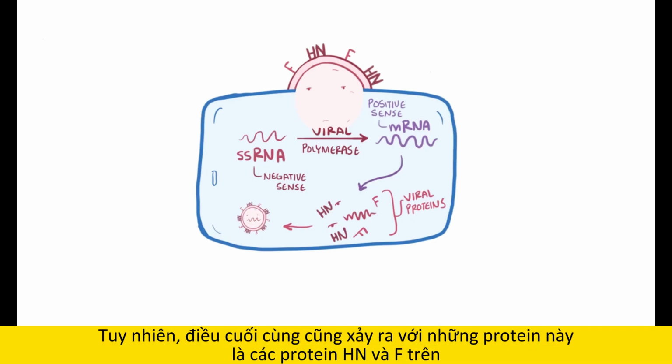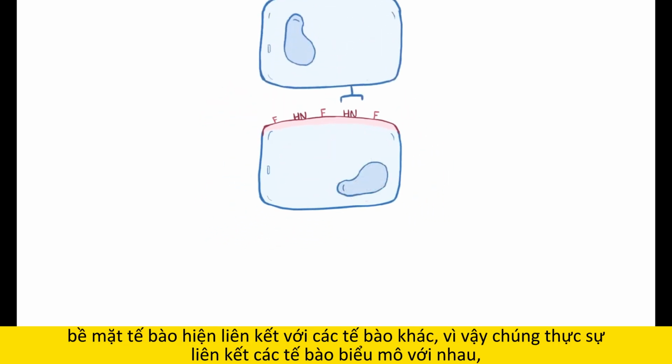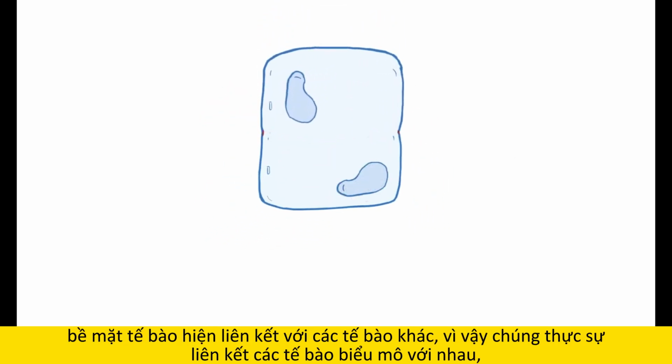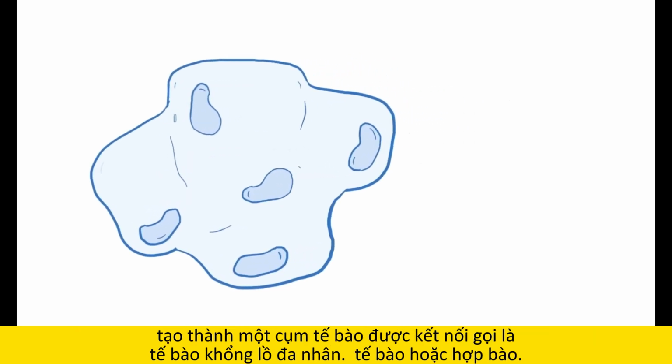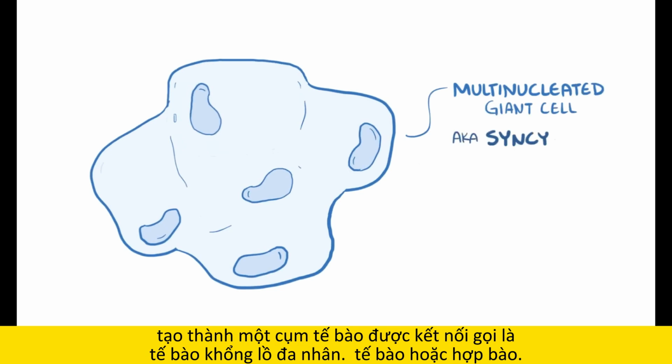What also ends up happening with these, though, is that those HN and F proteins on the cell surface now bind other cells. So they actually end up binding epithelial cells to one another, which forms a clump of connected cells called a multinucleated giant cell, or a syncytium.